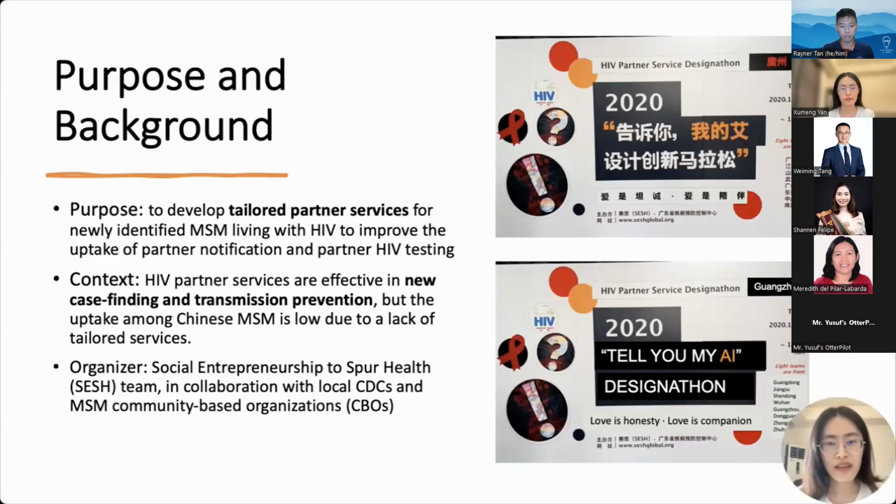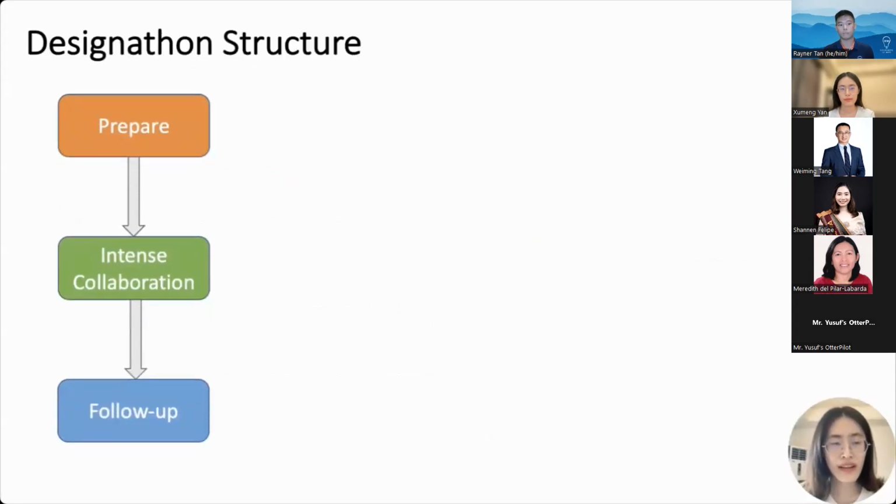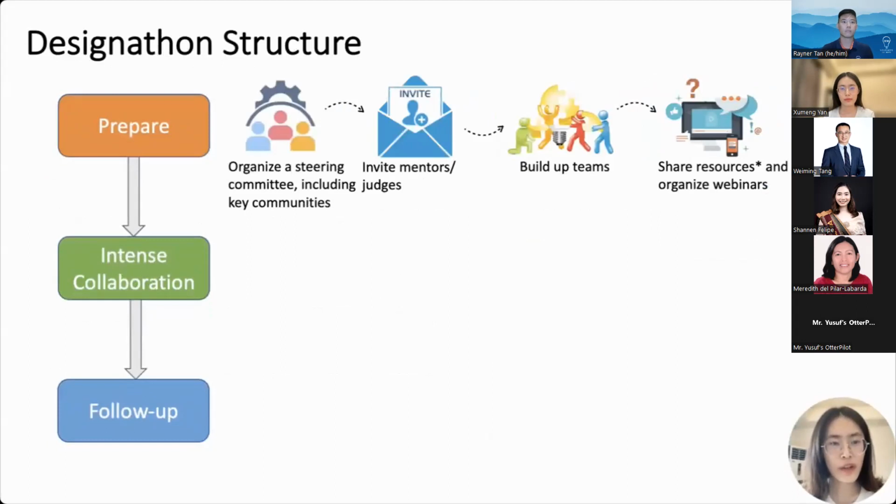This Designathon was held in Guangzhou, China in 2020 and was titled Tell You My I, with the I here meaning both love and AIDS in the Chinese language. There were 3 stages in the Designathon. In the preparation stage, we organized a steering committee and invited mentors and judges first. We also invited participants to build up teams by themselves. And then 2 weeks prior to the Designathon, we shared inspirational materials from a previous open call and organized webinars to introduce the Designathon and answer any questions they have.